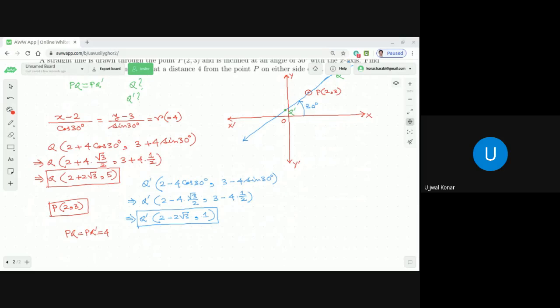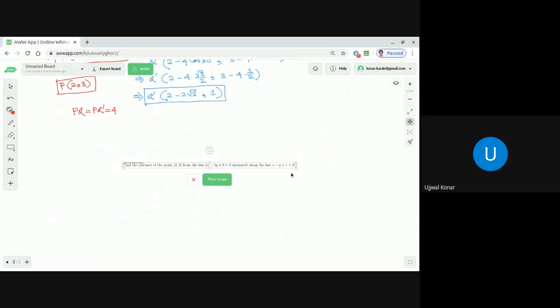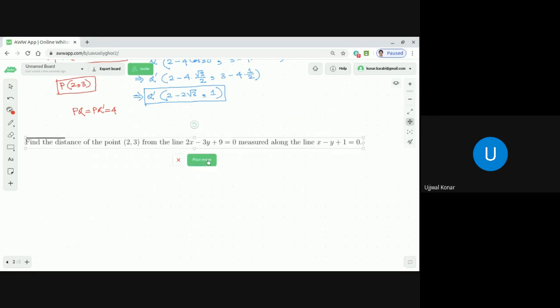Now, the second question I would like to give you in the form of an assignment, which you need to solve after the class and show it to me, because I want you to think properly and then answer. But I would like to give you a little bit of hints to this question. So the question here is: find the distance of the point 2, 3 from the line 2x minus 3y plus 9 equal to 0 measured along the line x minus y plus 1 equal to 0.